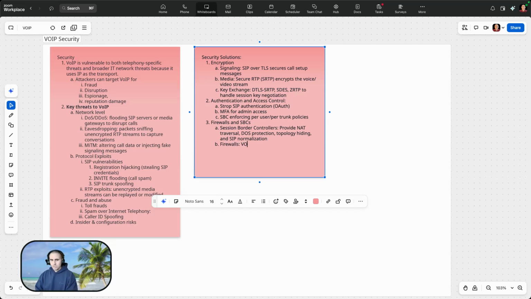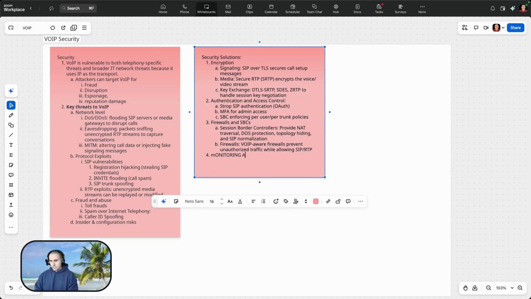Firewalls: VoIP-aware firewalls prevent unauthorized traffic while allowing SIP and RTP. So firewalls are using rules, right? Preventing unauthorized traffic. There's just a rule there that says, okay, this traffic is allowed, this traffic isn't allowed. Or it'd be something like this traffic is allowed and then everything else isn't. And that'd be the rule. And so that's what the firewall would use.